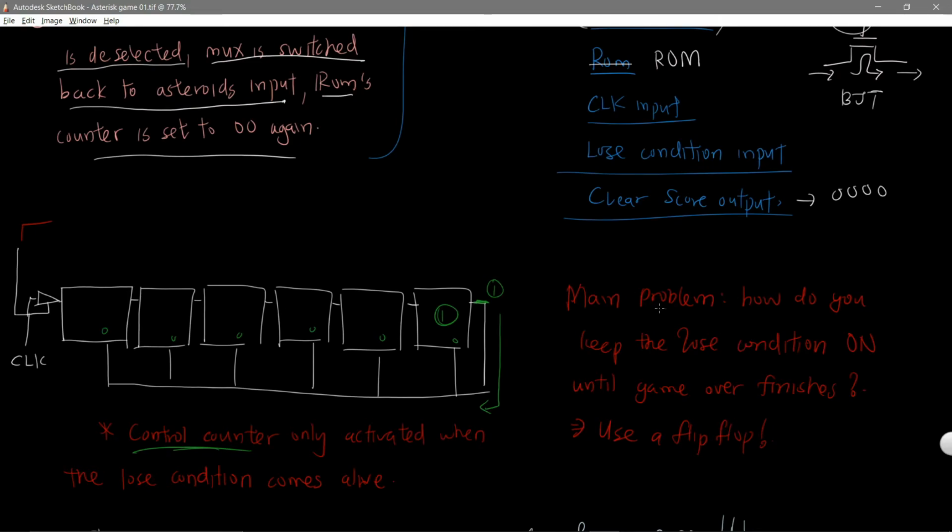So the main problem here is how do you keep the lose condition on until the game finishes? And that is to use a flip-flop, and not actually the lose condition, to keep the lose condition on. You can rephrase it to say, how do you keep the circuit on when the first lose condition is detected in the 32 clock pulse duration. So anything in between the 0 to 32 clock pulse duration, you don't want any other inputs.